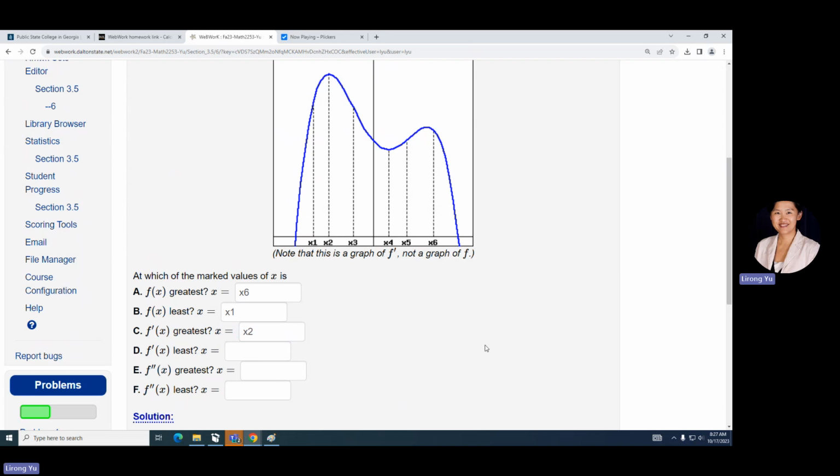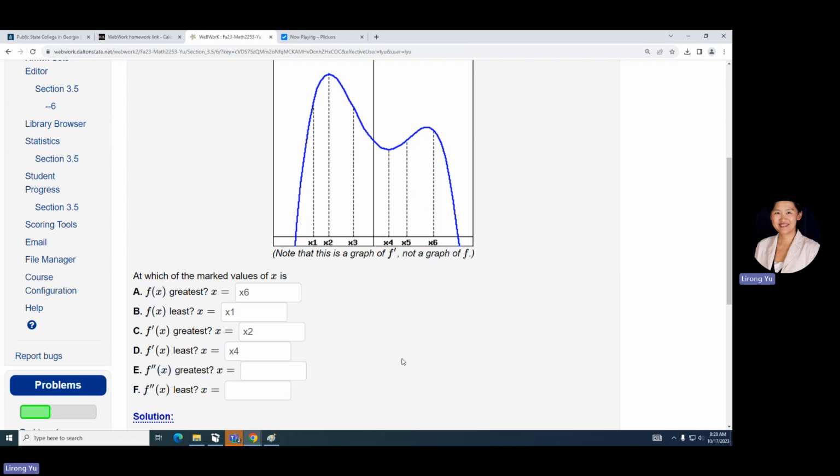And where is the derivative least? We are comparing among the 6: 1, 2, 3, 4, 5. This is the lowest point. We don't compare with all the other values in the interval. When we compare the 6 of them, this is the lowest point. Given the 6 values, this is x4. So x4 is the lowest point.